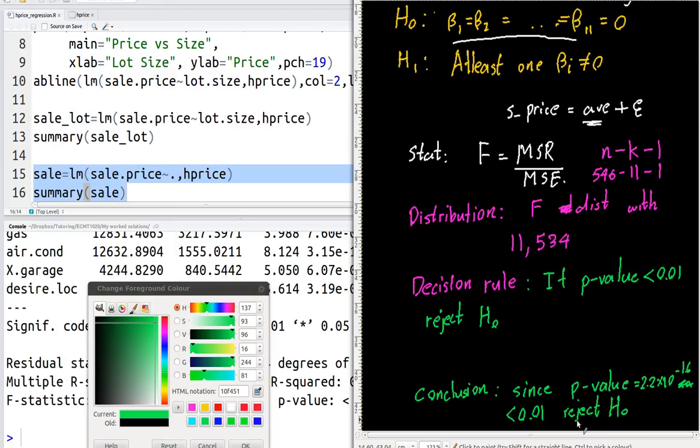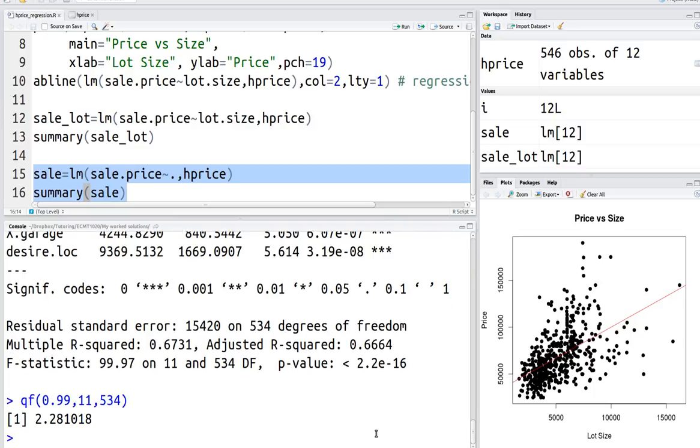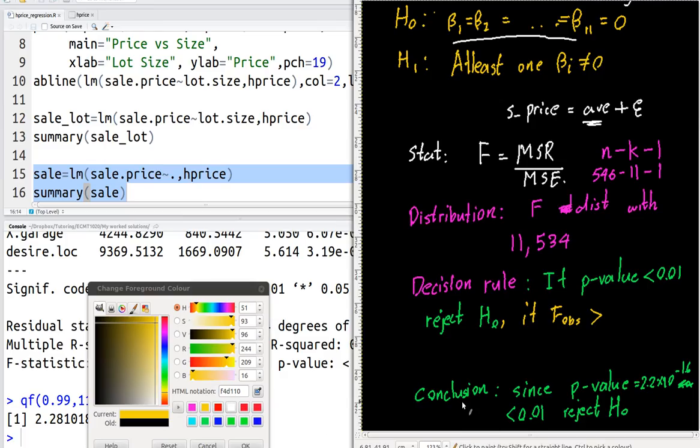Now, sometimes in an exam, they might not give you a p-value. The alternative method is to look at the critical value. So the other one is if F observed, my observed value, is greater than a critical value. To calculate the critical value, you either have to look up a table or use some sort of function. In R, it is the quantile function of F. You use the lower tail, so I'm going to say 0.99, so that the upper tail is 0.01, and then you put in the degrees of freedom, 11 and 534, which gives 2.28. If you notice over here, the observed value is 99.97, so it's actually quite high. So if F observed is greater than 2.28, reject H0.